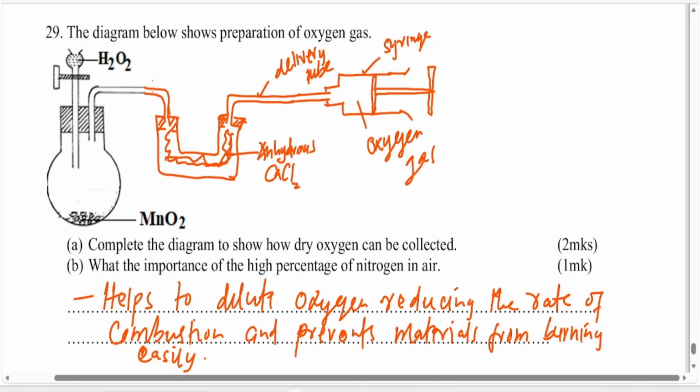Remember, oxygen is the gas that supports combustion. So if there were only high amounts of oxygen in the atmosphere, then combustion could occur very easily. That's the reason nitrogen is there to dilute and to reduce the rate of reaction whenever oxygen tries to cause combustion. So again, 1 mark for that explanation.